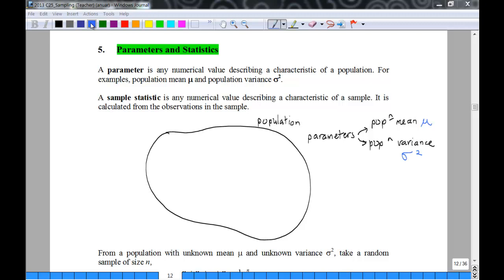Alright, in sections 1 to 4 we have discovered how to carry out sampling so that we can get a pool of data that is representative of the larger population. Now that we have the data from the sample, what are we going to do with them? So in chapter 25, section 5 onwards, we look into this aspect.